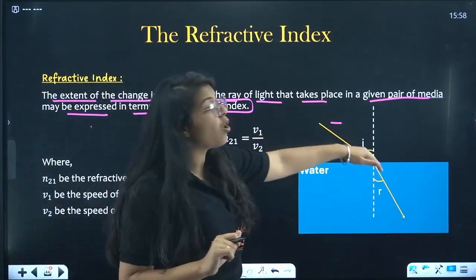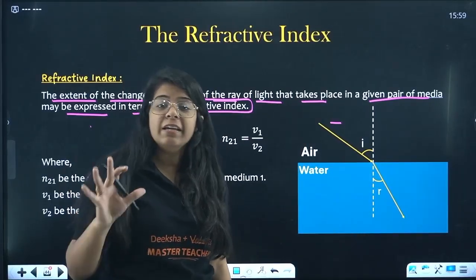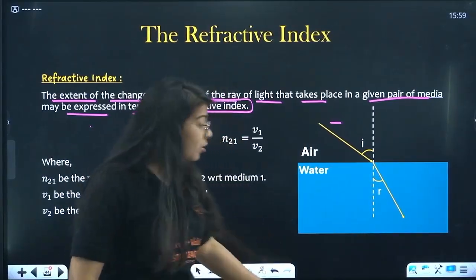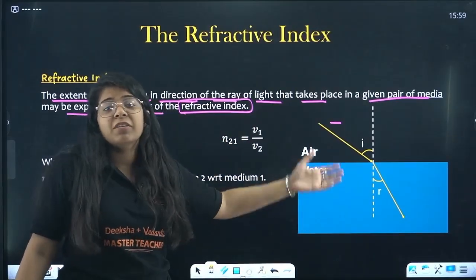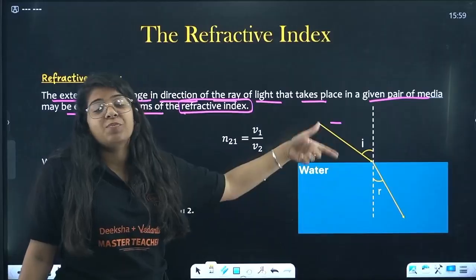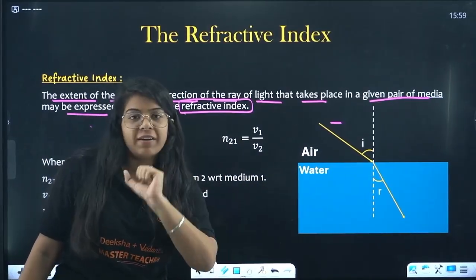So the extent of change of direction of light is called your refractive index. Now we talked about refractive index with respect to a medium: refractive index of water with respect to air, of glass with respect to air, of glass with respect to water. So all these are refractive index.